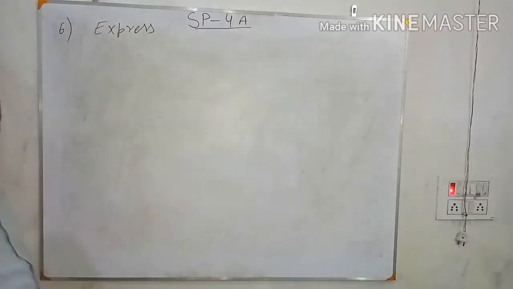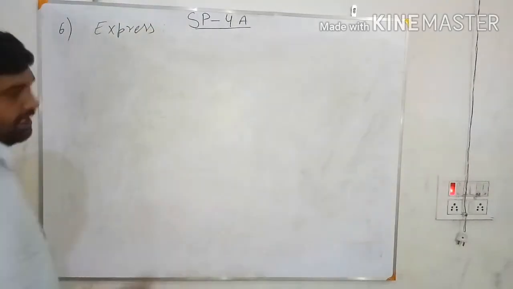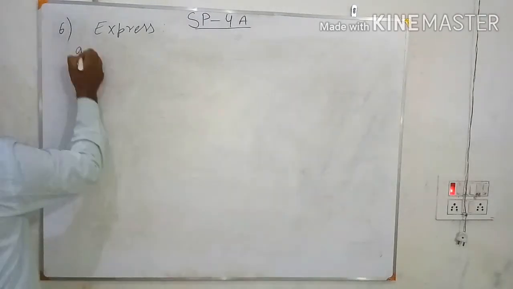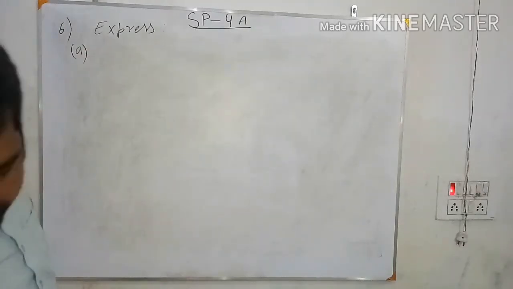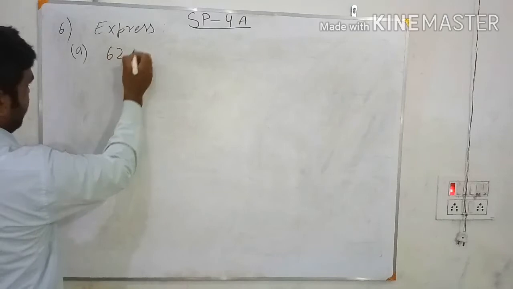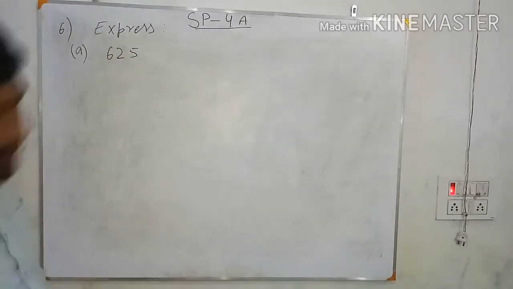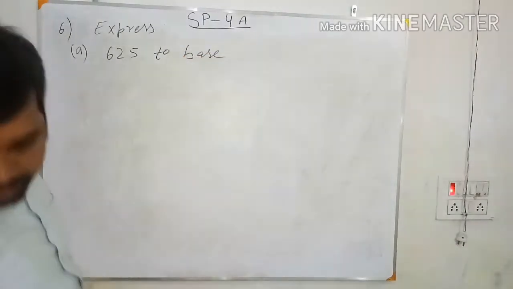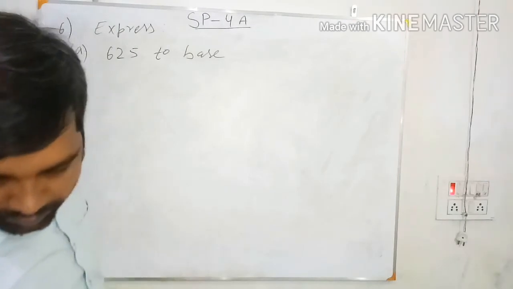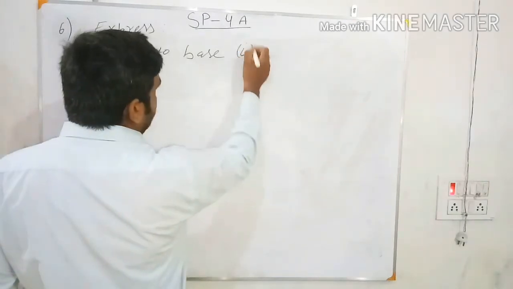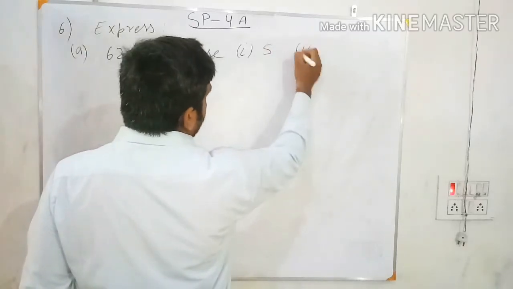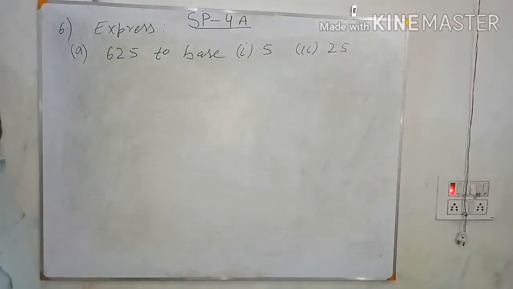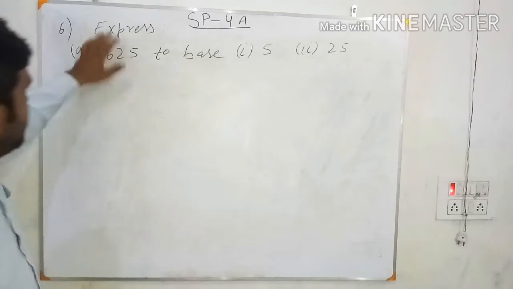We have to express. What do we have to express? Express means we have to write in the given form. So the question is: express 625 to base. In which form? To base, first you have to keep the base 5, second you have to keep the base 25, in two forms.